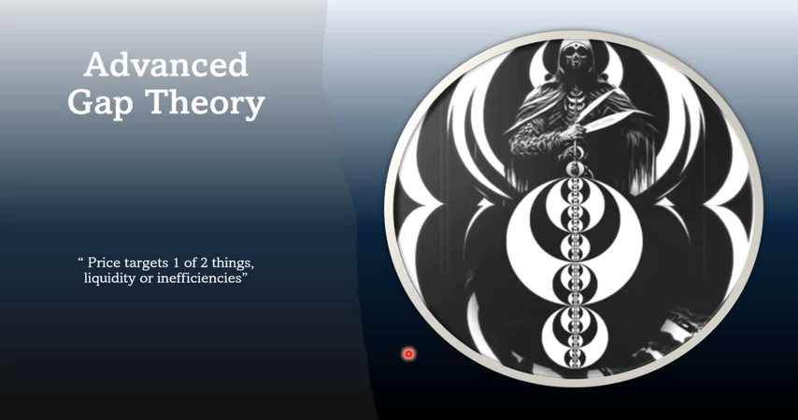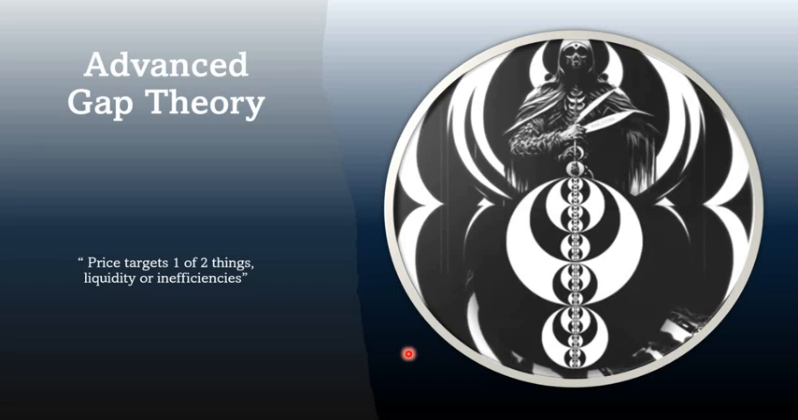Now in advanced gap theory, we will be extending our knowledge of what an inefficiency is and the different types of inefficiencies that there are, because there is a multitude of these. Now, price targets one of two things: liquidity or inefficiencies. So what does that mean? Price will target some type of key level of liquidity, so that's either buy side or sell side liquidity, or some type of time-based liquidity, okay? Or it will target an inefficiency. So the only inefficiencies that you guys know of are a BISI, a SIBI, and an inverse fair value gap, I do believe.